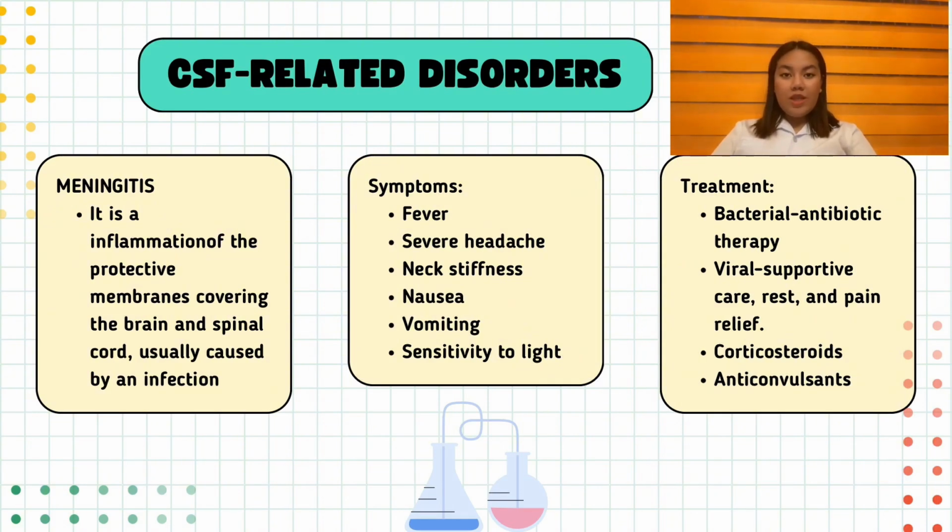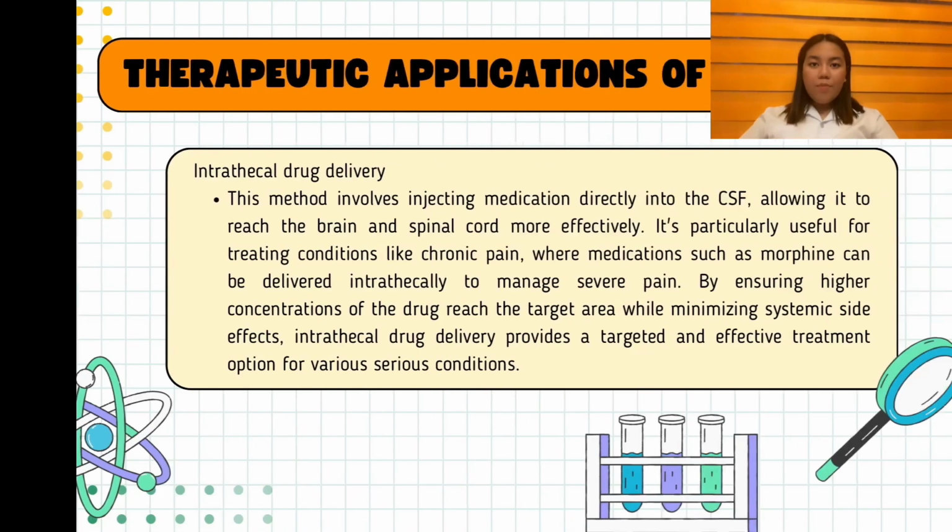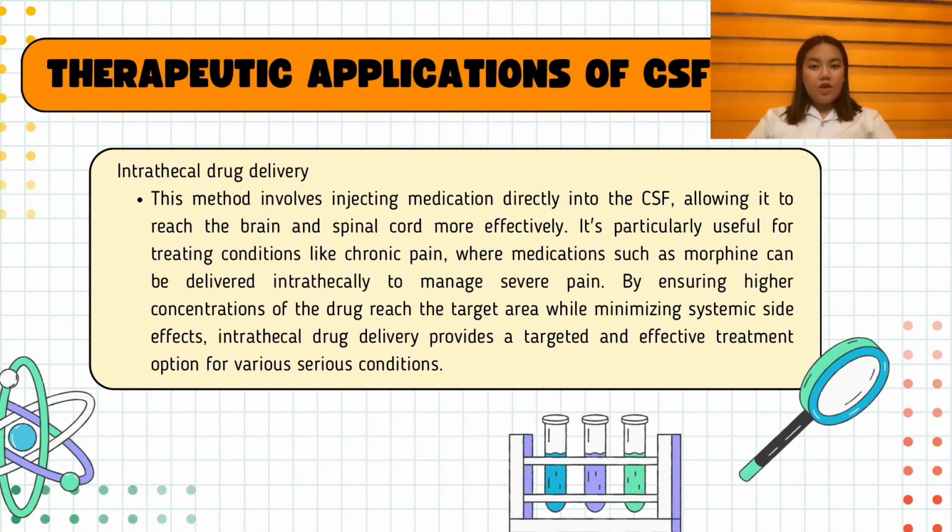The symptoms of meningitis are fever, severe headache, neck stiffness, nausea, vomiting, and sensitivity to light. The treatment we can use for bacterial infection is antibiotic therapy, and for viral infection is supportive care, rest, and pain relief. Also, we can use corticosteroids and anticonvulsants. Moving on to therapeutic application of CSF. One of the most common therapeutic application of CSF is the intrathecal drug delivery.